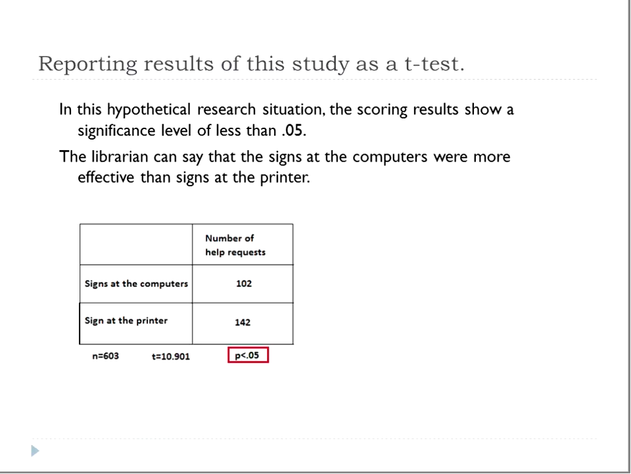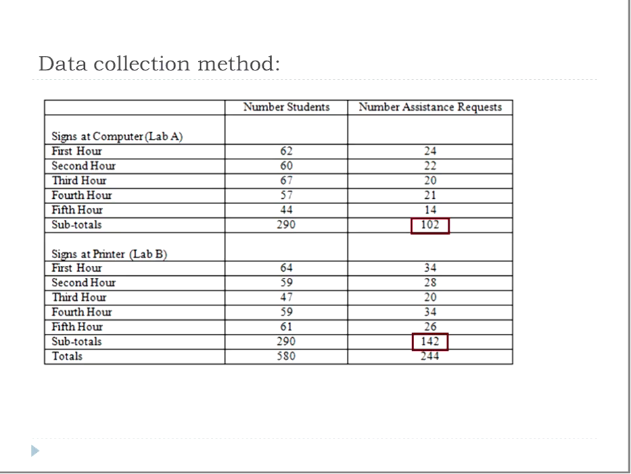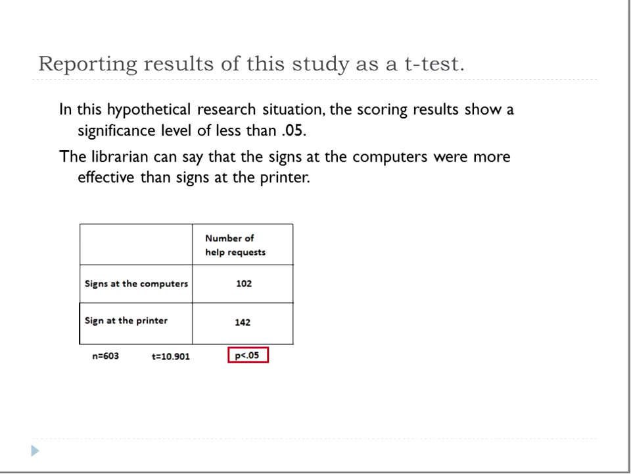Here's how you could report your data in your research article. My N number there is incorrect, I'm sorry. Her N was N equals 580, so that N under that table should be N equals 580. And P is less than 0.05. In this hypothetical research situation, the scoring results show a significance level of less than 0.05. The librarian can say that the signs at the computers were more effective than placing the signs at the printers.